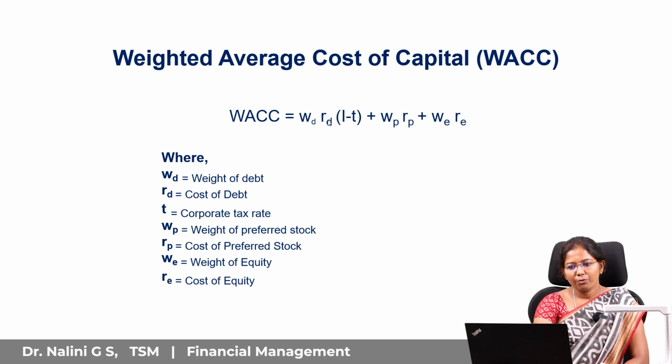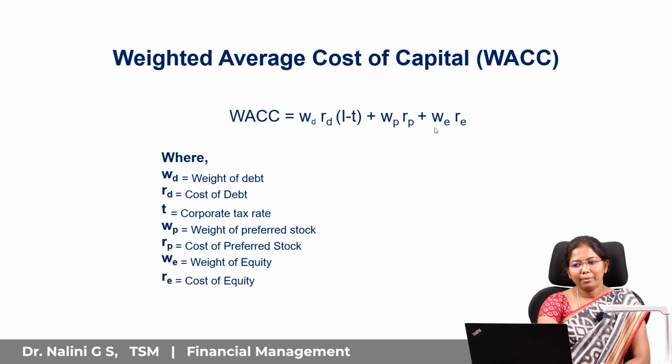into cost of debt into 1 minus t, because cost of debt into 1 minus t makes this the after-tax cost of debt, then plus weight of preferred stock into cost of preferred stock plus weight of equity into cost of equity.